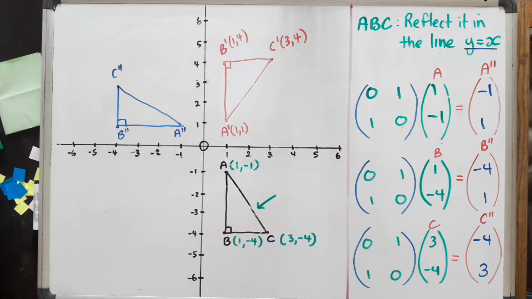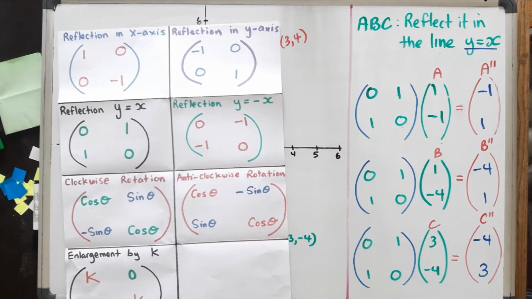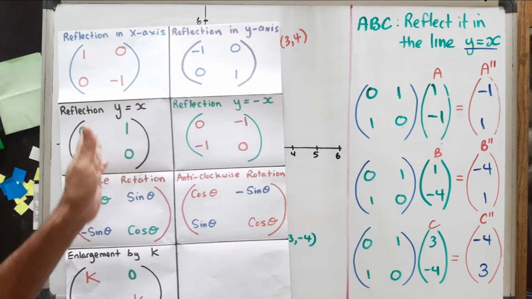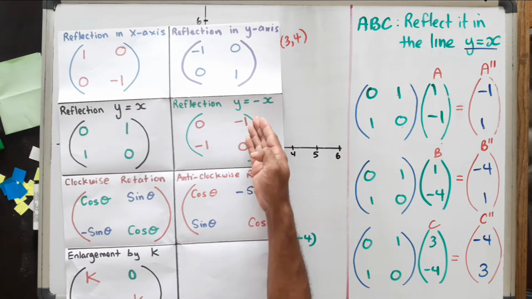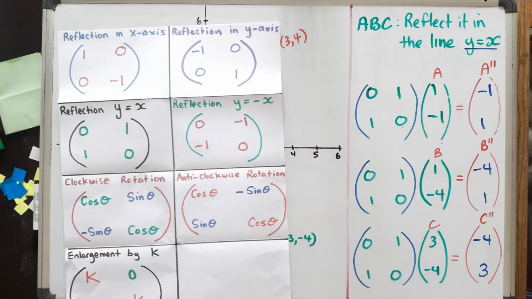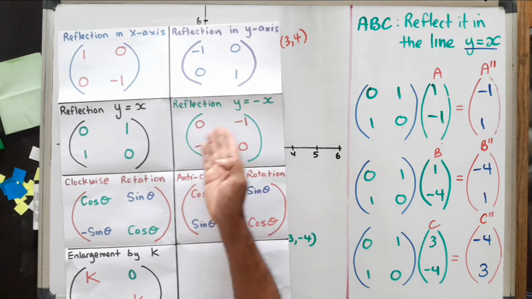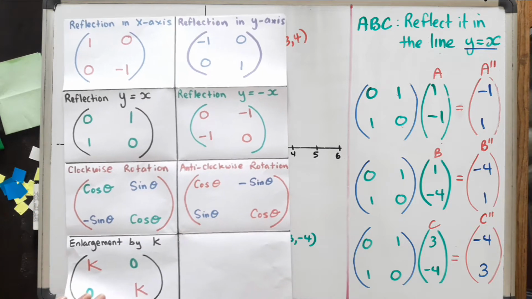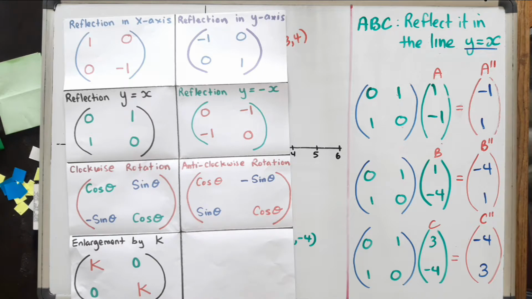All right, so I showed you how to use these formulas. Now, if it was a reflection in the line y equals minus x, you would have just multiplied by this one instead. So I'm just going to pause the video and cut this video short, and I'm going to come back in a few seconds to show you how to use the clockwise and anti-clockwise rotations and enlargements.